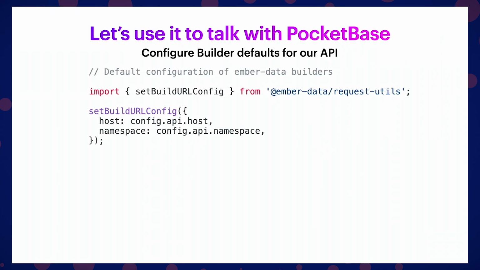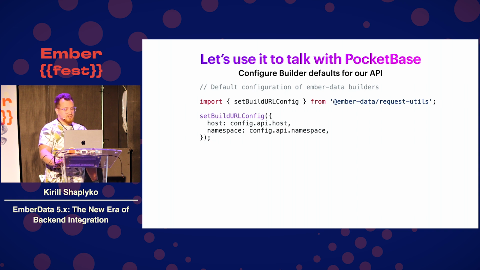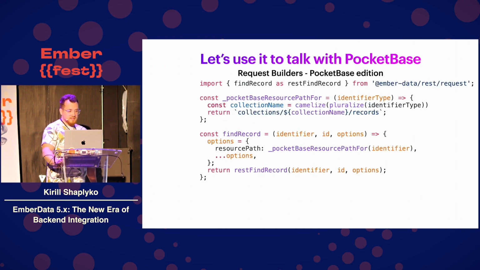So let's configure the builders to talk to the PocketBase, right? As we used to do in the adapter, we can just do it in our application. We set default build, we set build URL config from request utils. We set the host and namespace, and let's see how we use it, right?